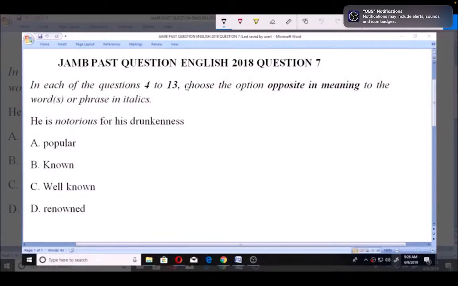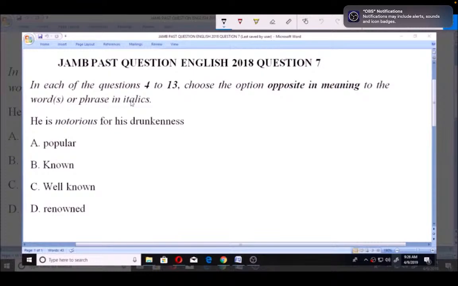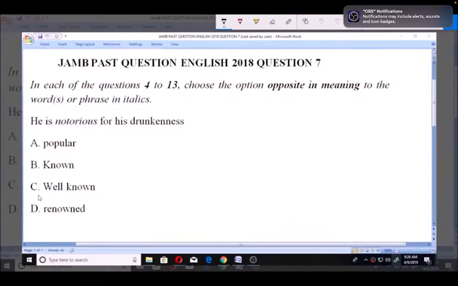Hello, welcome. Let's look at the JAMB past question, English 2018, question number 7. In each of the questions 4 to 13, choose the option opposite in meaning to the word or words or phrase in italics. He is notorious for his drunkenness. The word in italics is notorious. The options are A, popular, B, known, C, well known, D, renowned.